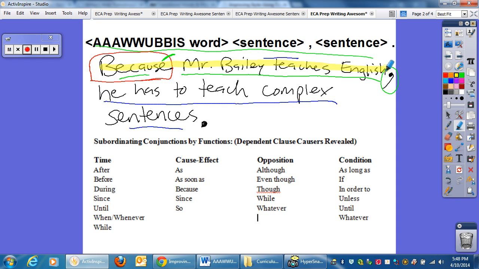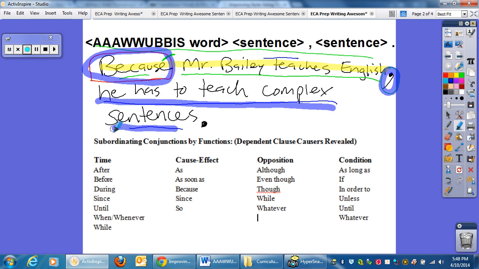Bailey teaches English, is not a sentence by itself. The reason is that this particular word right here, this AAAWWUBBIS word, makes it poisonous to stand on its own. But it works when you use the comma and then attach it to another complete sentence. So this is why you can start a sentence with because.